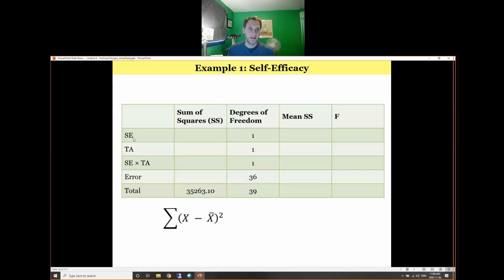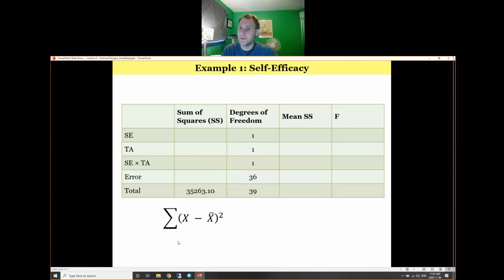So self-efficacy had 2 levels. So K minus 1, 2 minus 1 is 1. Time available had 2 levels. K minus 1 is 1. The interaction is just the product of these. So 1 times 1 is 1. Our total degrees of freedom is our total number of people minus 1. So remember, we had 40 people total, so 39. And then our error is just we can subtract our group and interaction degrees of freedom from our total degrees of freedom to get that n. Alternatively, we had 40 people total and 4 cells, so that also gets us to 36.